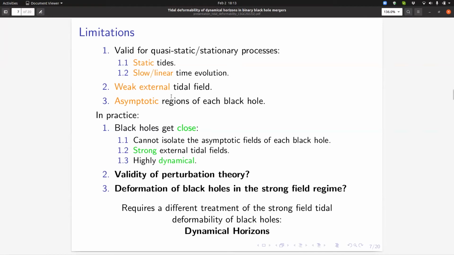The tidal field is assumed to be weak, and therefore one needs to have access to the asymptotic regions of each black hole. However, in practice, in a binary black hole merger, most of these assumptions cease to hold, especially when the black holes come close to each other. One cannot isolate the asymptotic fields of each black hole. They are strong and highly dynamical. So black hole perturbation theory is not the right tool to understand the tidal deformations of black holes in this context. What we have attempted to do here is to address the same question using what are known as dynamical horizons.